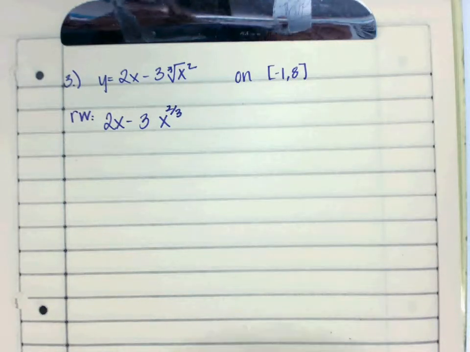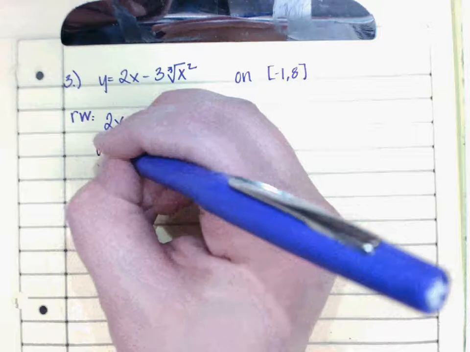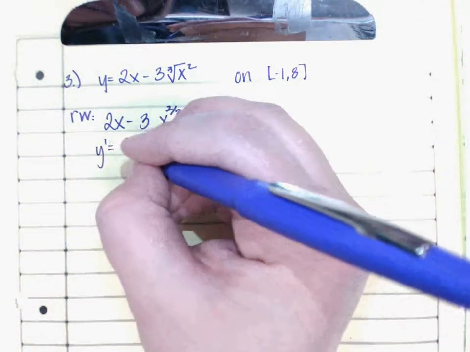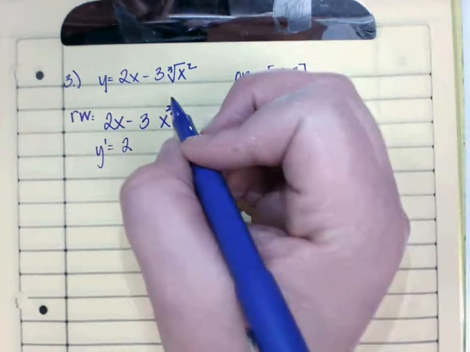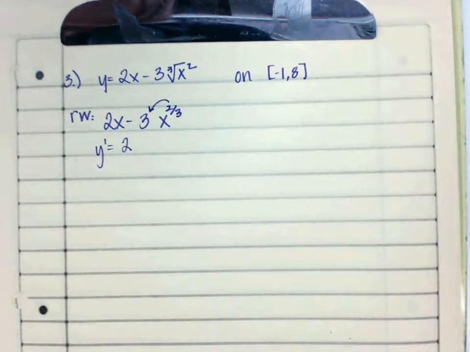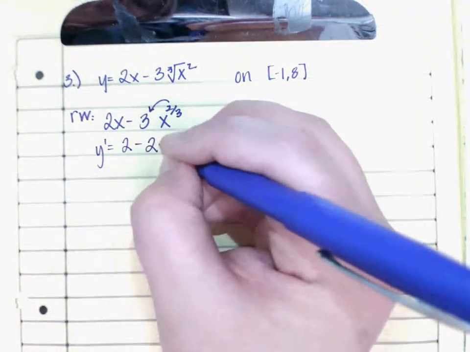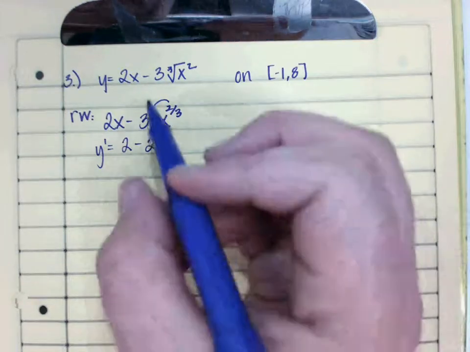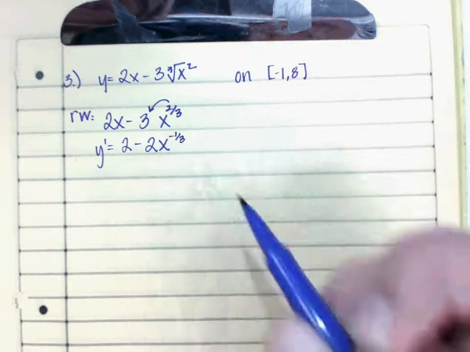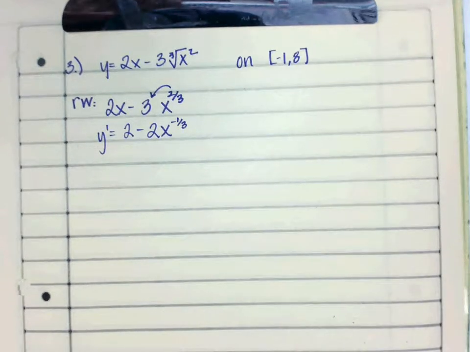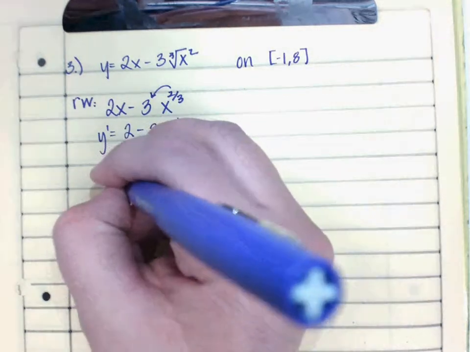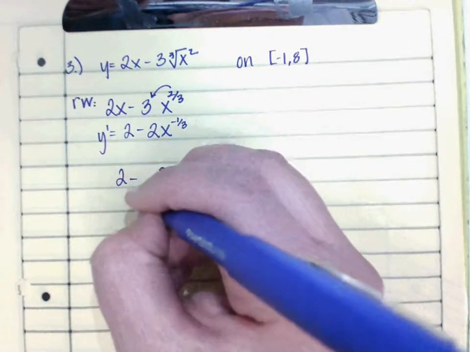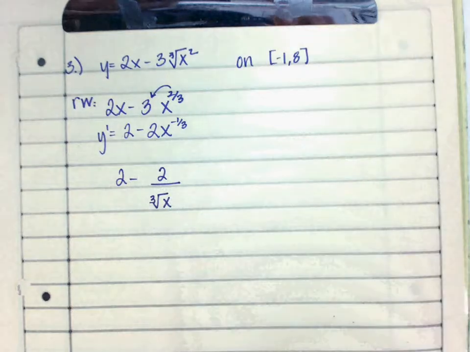So the derivative y prime would be, derivative of 2x is 2. What is 2/3 multiplied by 3? 2, and x is now to the what power? -1/3. Because 2/3 minus 3/3. Okay, so from there, that's the same as 2 minus 2 over cubic root x. Everybody good to there?